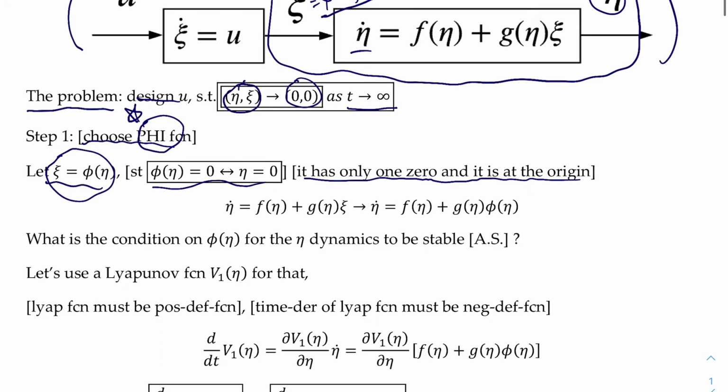So this is what we have. And again, instead of xi, we write our control algorithm, phi of eta. So the problem becomes: what is the condition on phi of eta for the eta dynamics to be stable, asymptotically stable? Okay, let's use a Lyapunov function. What will the control engineer do?